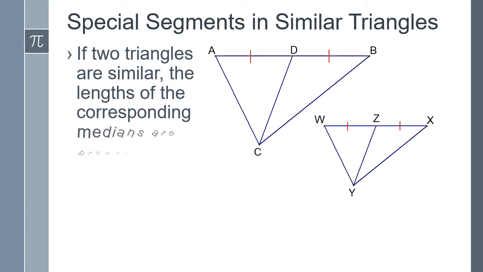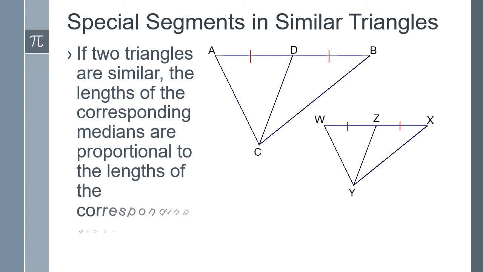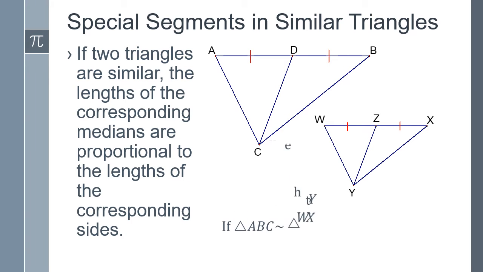Also, if two triangles are similar, the lengths of the corresponding medians are proportional to the lengths of the corresponding sides. So if triangle ABC is similar to triangle WXY, then segment CD over YZ equals AB over WX. Okay, so those will be the same.